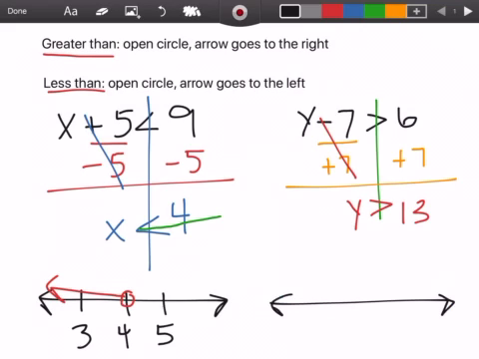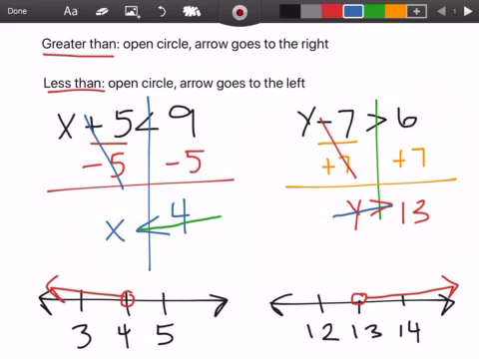I only need 3 numbers. I need 13. 1 more than 13 is 14, and 1 less than 13 is 12. I see that y needs to be greater than 13, but not equal to 13. So I'm going to use an open circle, and then I'm going to show that y is everything greater to the right. 14 is greater than 13, right? And again, you can check that you put your arrow the right way and draw it in like that.